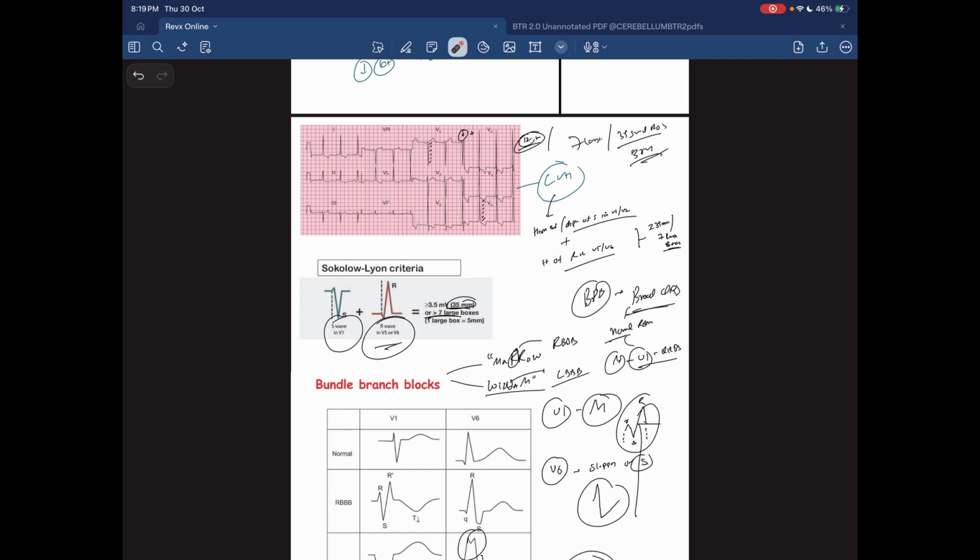There are certain things I have not touched, like Sgarbossa's criteria for left bundle branch block with MI, but that is not asked for PLAB. So even if you do know it, you don't need to go into that detail. I just covered the clinically relevant points which are needed for PLAB, and in general, for a foundation year trainee doctor. The more you study, the more you'll realize ECG is a never-ending field. There are more patterns, more terms, more criteria.